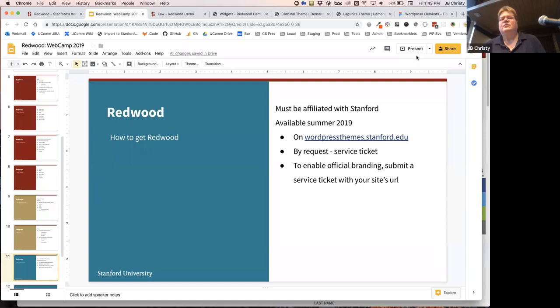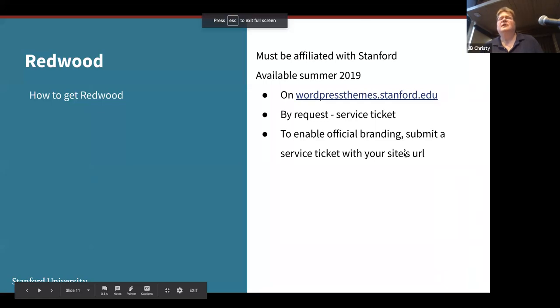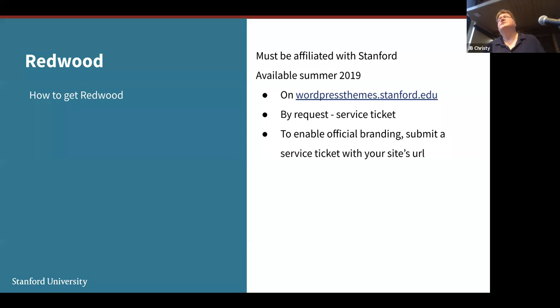Another option will be just to submit a service ticket and ask for it. And again, if you're going to want the full branding, you're going to have to submit a service ticket and send us your URL so that we can confirm that that's appropriate and then give you your hash.